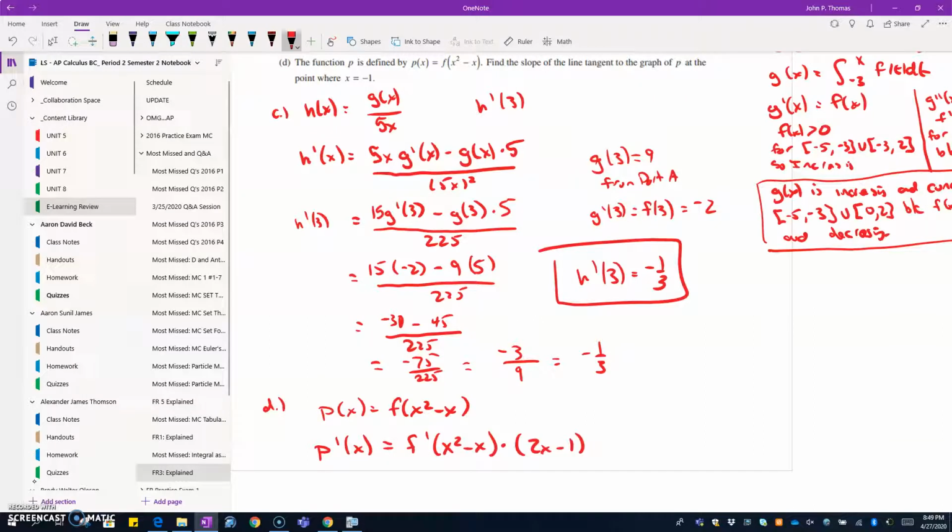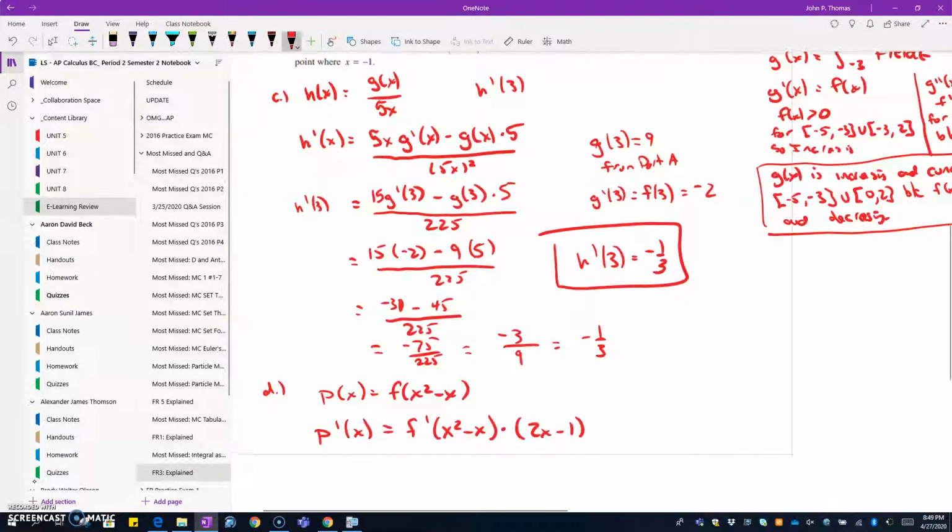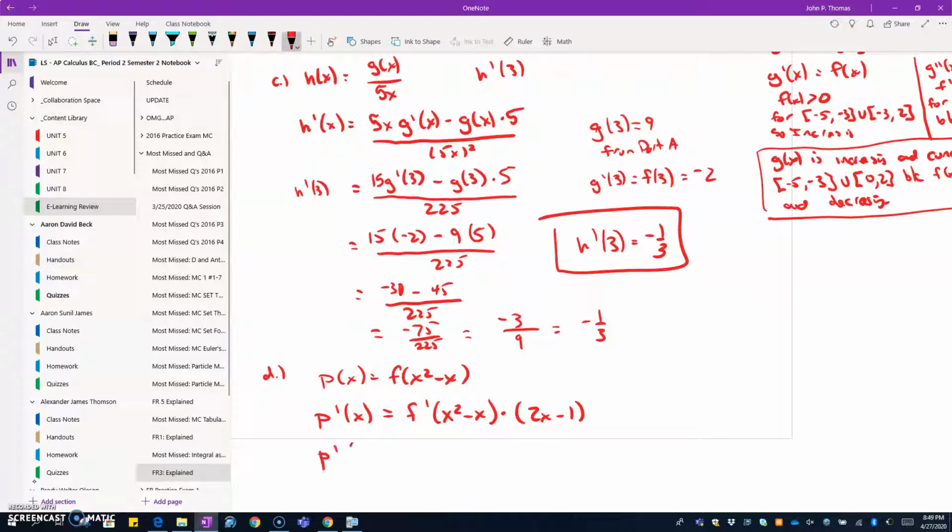Alright, now it specifically wants this at a point where x equals negative 1. So we're looking at p prime of negative 1, which would be f prime of negative 1 squared minus negative 1, times 2 times negative 1 minus 1. Alright, so if I clean that up a little bit, I get f prime of, that's a 1 plus 1, so 2. Alright, and then we have times 2 times negative 1 is negative 2, minus 1 is negative 3. So that whole thing times negative 3.